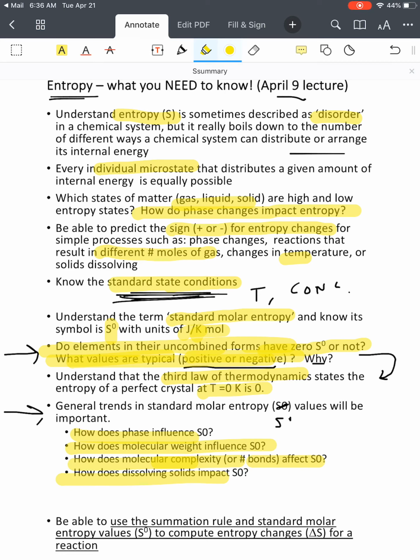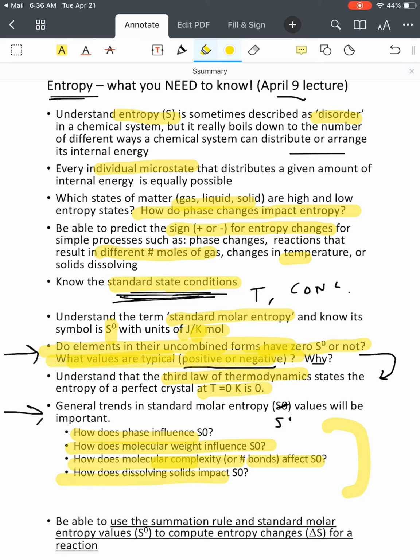All these general trends were covered in that video from April 9th. It's really easy to ask multiple choice questions about those general trends. Which substance would you predict to have a higher S0, a gas or a corresponding element that's in a liquid state? And what about molecular weight? If you increase the molecular weight, what's the general trend for S0? So really easy to ask questions about that stuff. So know those general trends. It's pretty easy. You just have to remember it and rationalize your way through it.